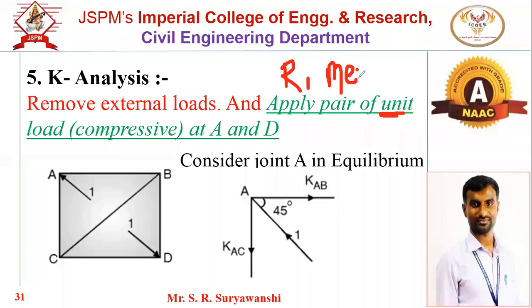So this unit load position depends on your DSI value. If our DSI is DSI external, meaning the truss is externally indeterminate, then we have to apply this unit load for the reaction. The reaction you select as a redundant reaction, in place of that reaction you have to apply the unit load of 1 kilonewton.